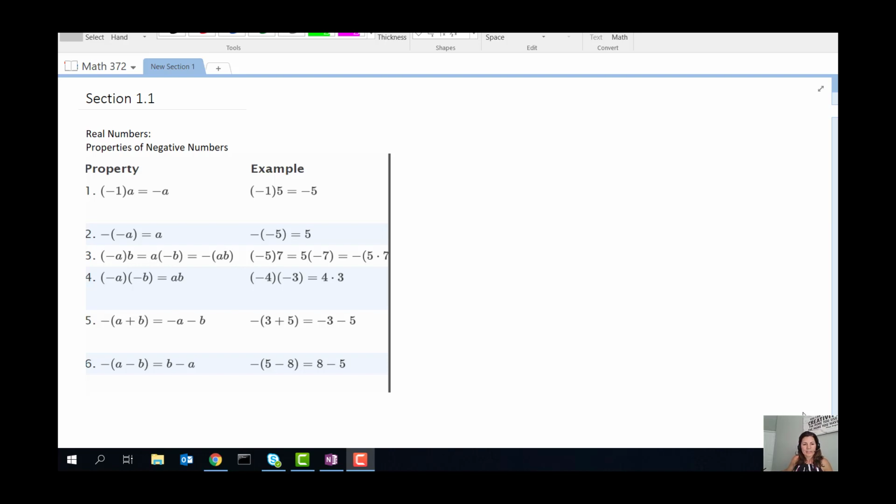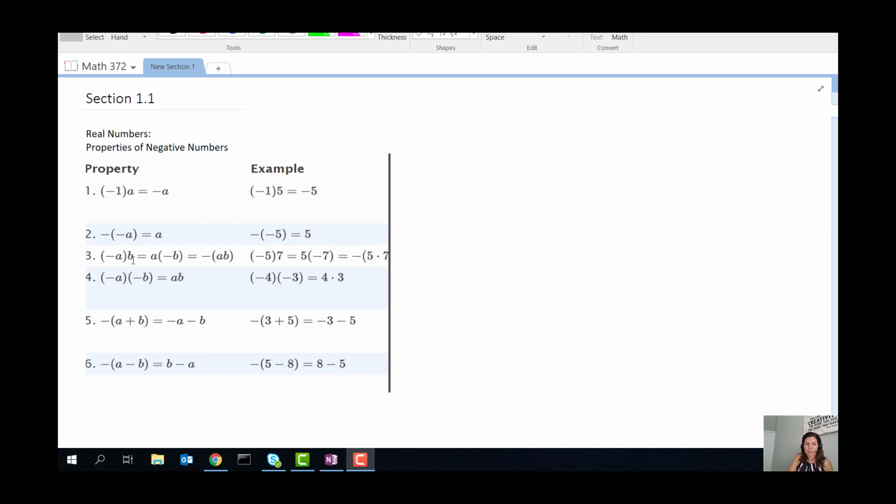Hi there, in this video I want to talk about section 1.1 from our textbook, and we're going to start with the properties of real numbers. So first let's talk about some of the real numbers, and these are some properties of the negative numbers. When you multiply a negative by a regular real number, you just get the opposite of that. And here are some examples you can go through.